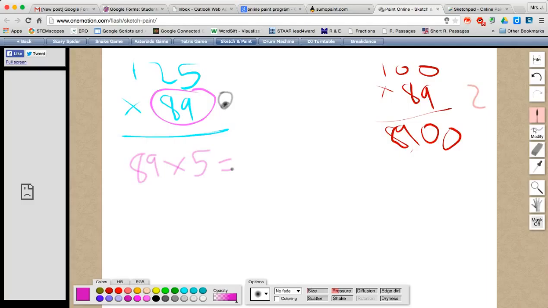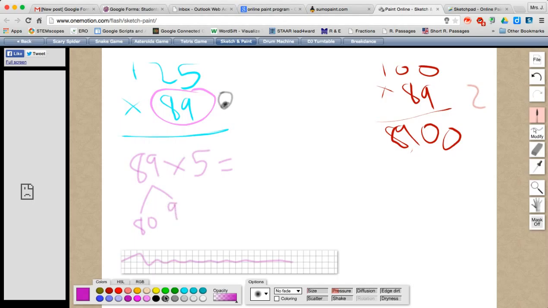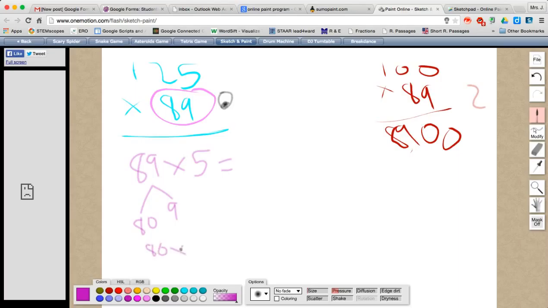Or an even simpler way is to break my 89 apart into 80 and 9, and then do two smaller equations, 80 times 5 and 9 times 5.